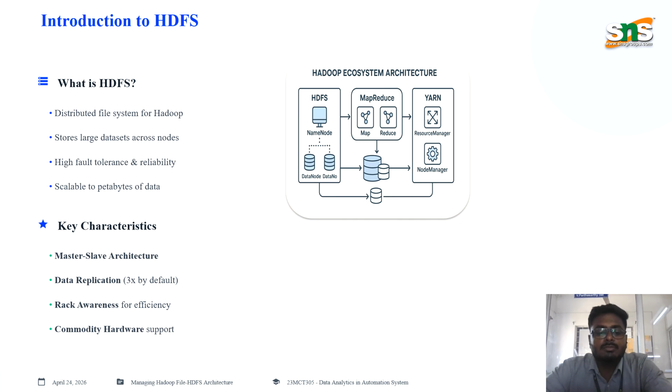HDFS is a distributed file system designed to store very large data sets across multiple machines. It is built to handle huge volumes of data, fault tolerance, meaning even if systems fail, data is safe, and scalability, it can grow to petabytes. Key features include: it follows a master slave architecture, uses data replication, typically 3 copies, supports rack awareness for better reliability, and works on commodity hardware, so it is cost effective.